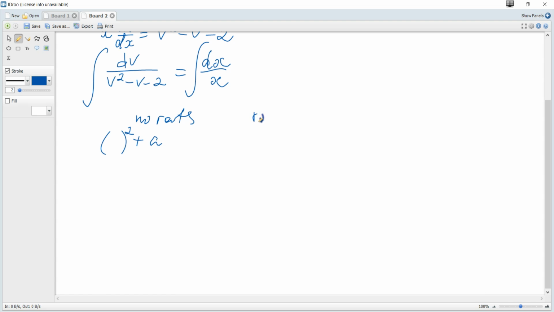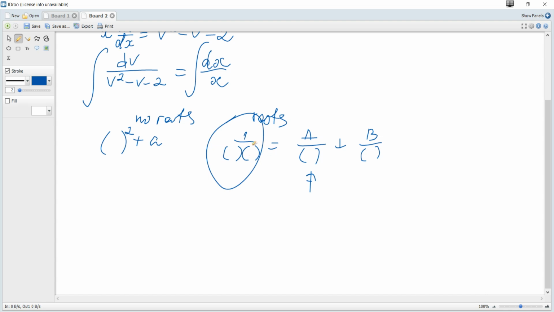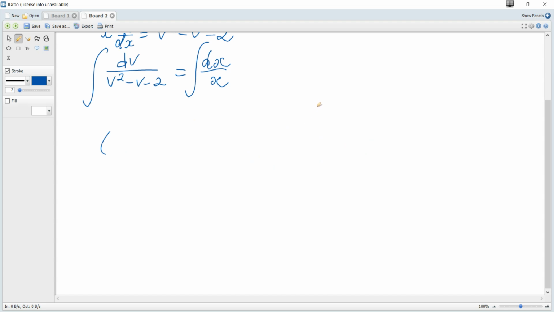And if there are roots, it's a square minus a number, and hence it can be represented as 1 over a product of factors, and hence it can be split into two simpler fractions, and then we can integrate them. We cannot integrate it directly, so we split it into simpler fractions, and it's called partial fractions. So we need roots. Let's consider v squared minus v minus 2 is equal to 0.